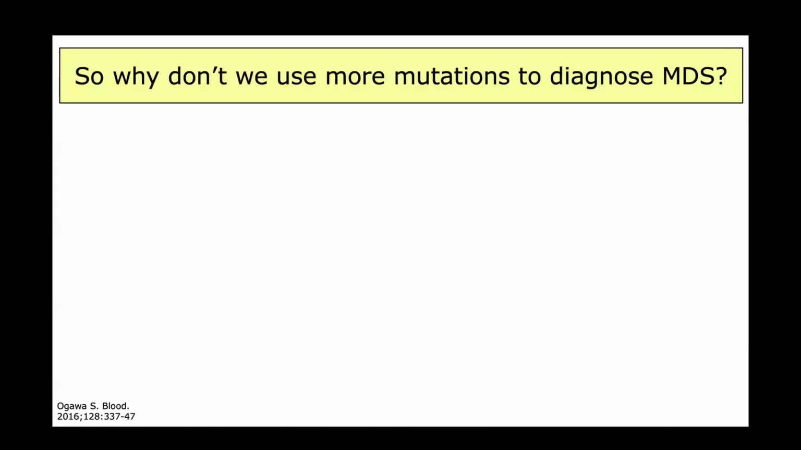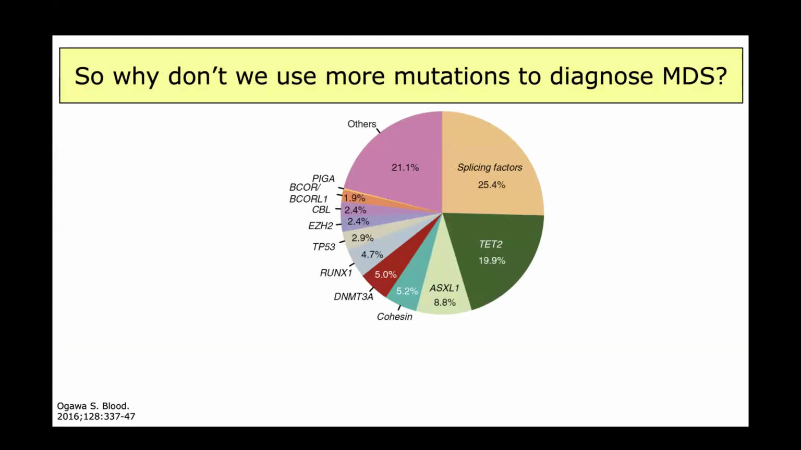So the point is, there are so many mutations found in the myelodysplastic syndromes that 90 to 95% of patients with MDS have a mutation. Why can't we use more mutations other than SF3B1 and TP53 to diagnose MDS? After all, here we see that roughly or more than 90% of patients with MDS have a mutation. And we've talked about some of them here, not all of them.